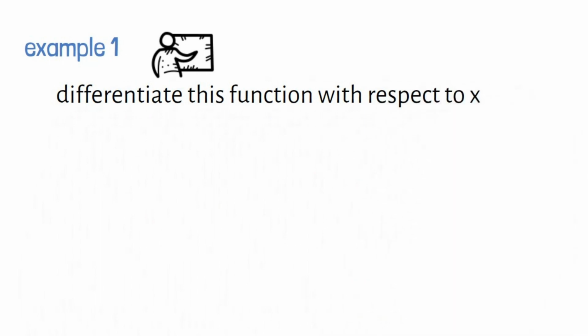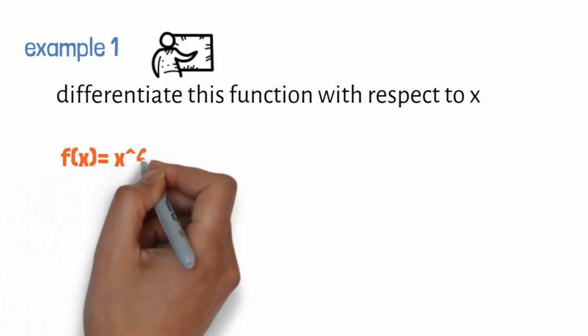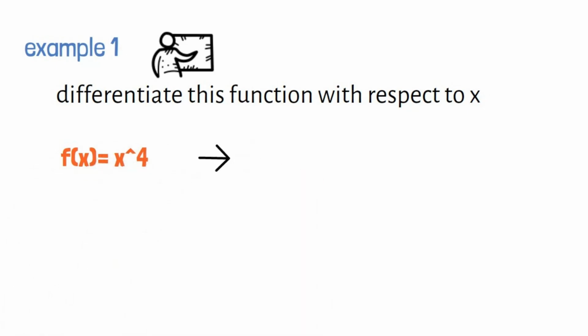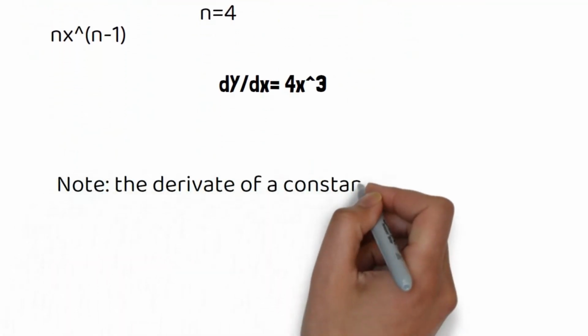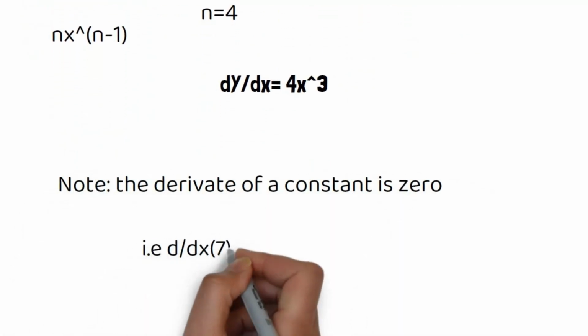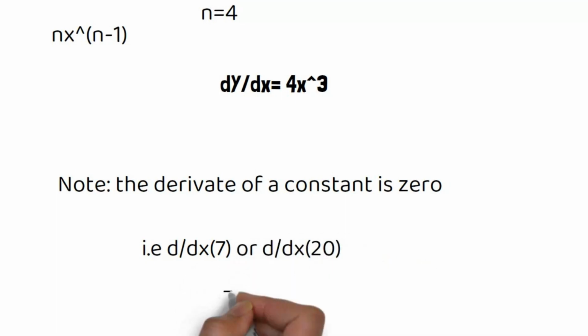Now let's take an example. Let's assume we are told to differentiate a particular function with respect to x. Let's say the function is x raised to the power 4. To solve this, we determine the derivative, which is d/dx of x raised to the power 4. We remember our formula, and from the parameters given, n is equal to 4. Bringing the power to the front and multiplying it by the coefficient, and then reducing the power by 1, gives our result, which is 4x raised to the power 3. Let's also remember that the derivative of a constant is 0.